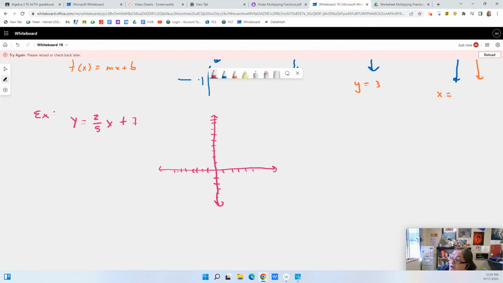So there are things I know when I look at this graph. The first thing I know when I look at this equation is that I have a point on the y-axis at 7. 1, 2, 3, 4, 5, 6, 7. Right? Because that's my y-intercept. It means I know I have a point there.